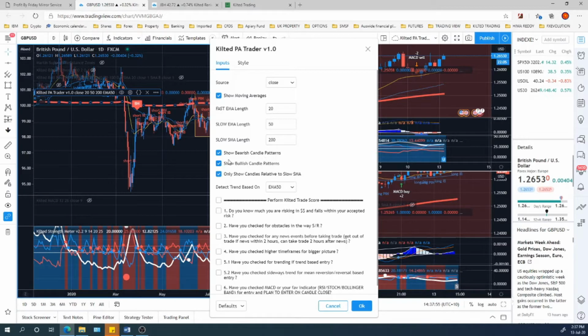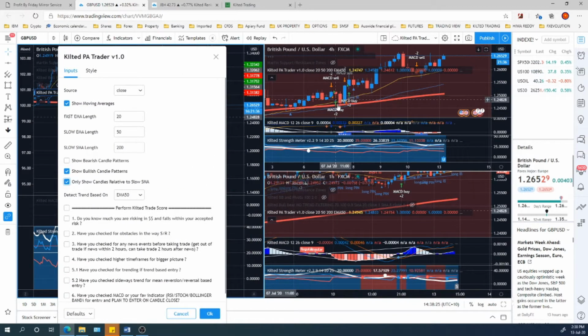And if we just run down, if you're looking for short trades, you can basically show only the bearish candles. If you're looking for the long trades, you can take the bearish candles off and say, okay, I just want to see bullish candlestick patterns. And then you can also say, I want to see bullish candles, but relative to the 200. What that's saying is that if price is above the 200, then I want to see bullish candles. And the opposite is true with bearish candles. So it's going to paint bearish candles only when you're below the 200 SMA.